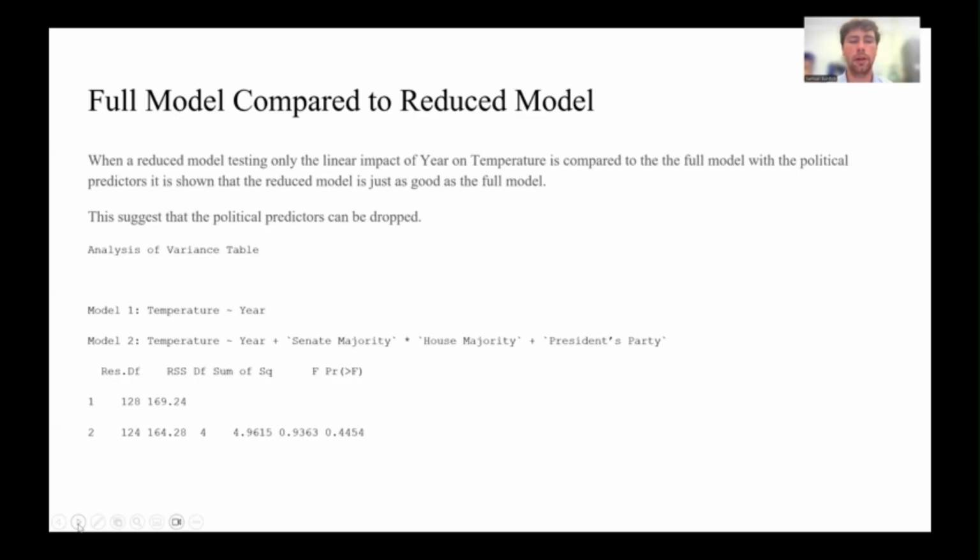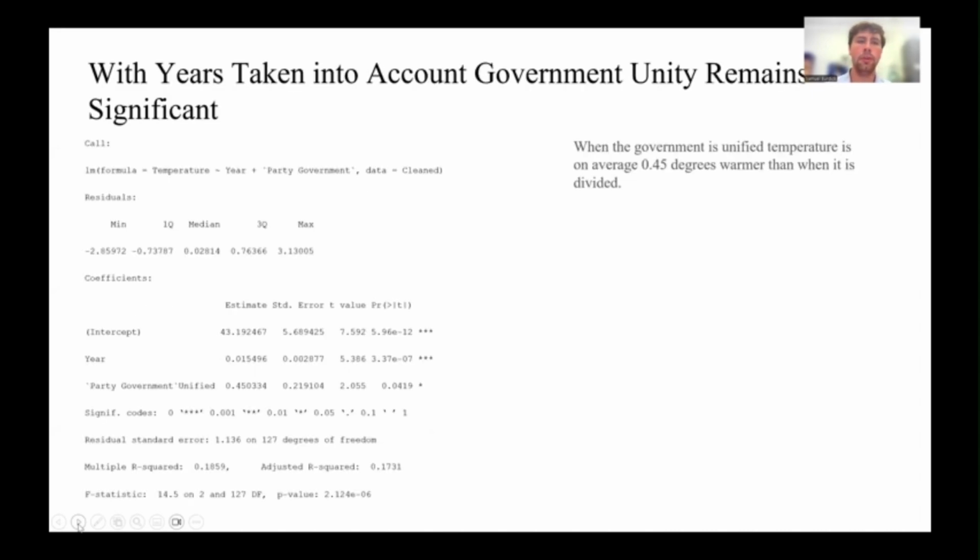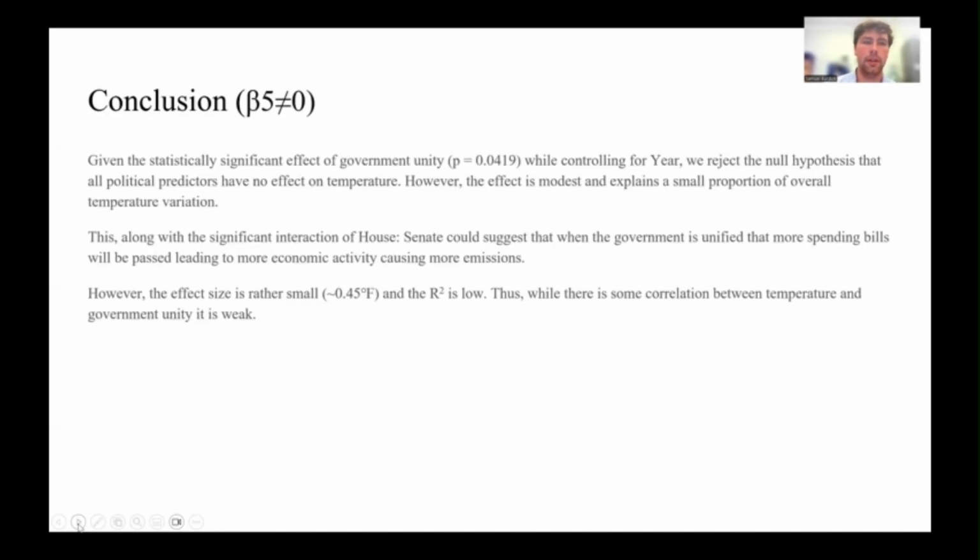This led to the conclusion that the full model with the political predictors was not needed, and that only year was significant in predicting temperature. However, with this new model where year is controlled, the unity of the government is still statistically significant, with years that have a unified government on average being 0.45 degrees warmer. This led to the conclusion of rejecting the null hypothesis, as the interaction between year and party unity does statistically impact average temperature, albeit by a very small effect size, and the R squared was very low.